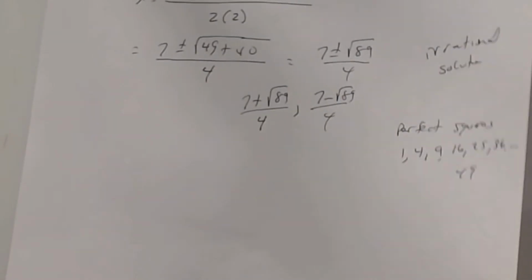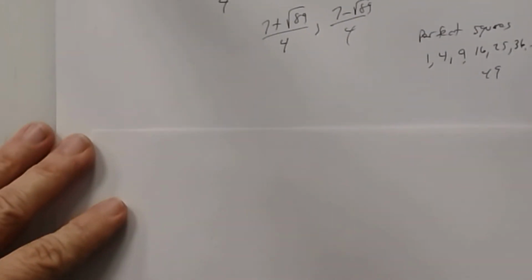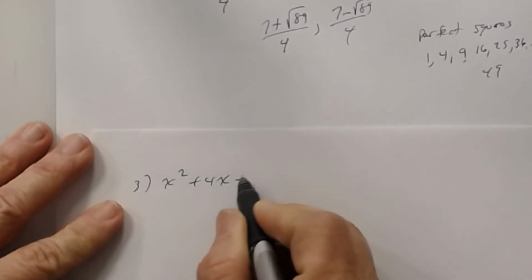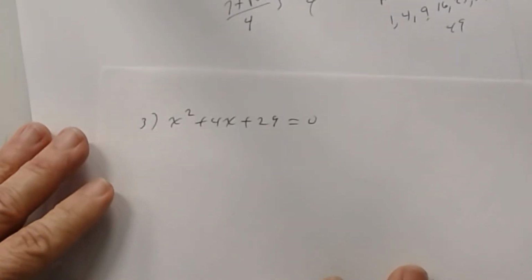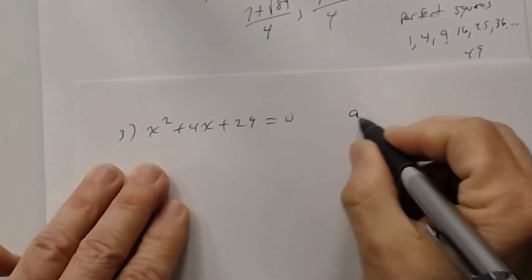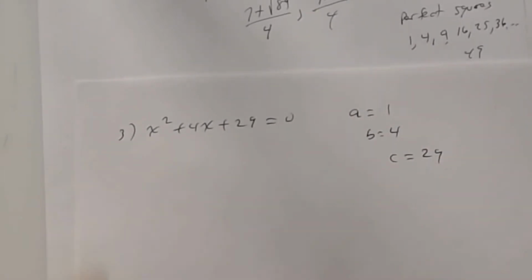Okay, let's look at number 3. X squared plus 4x plus 29 equals 0. Is it in general form? Yes. So what's A? 1. What's B? 4. What's C? 29.